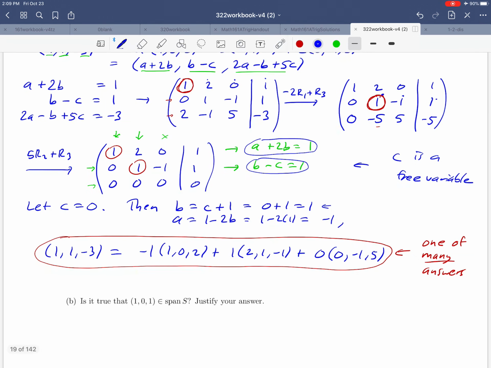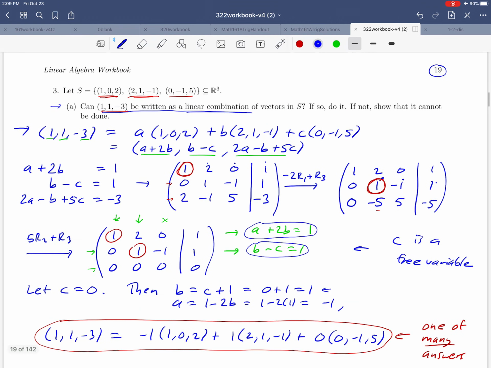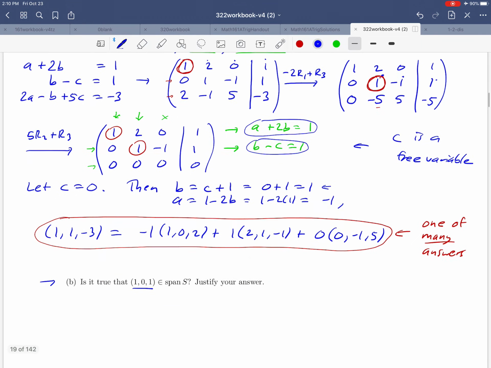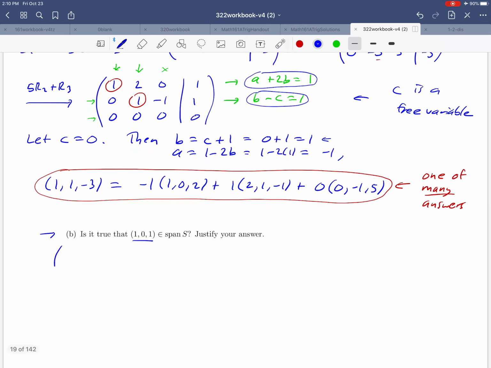Part B asks us, is the vector 1, 0, 1 in the span of S? That's like asking, can you write 1, 0, 1 as a linear combination of these three vectors? If we make use of the shortcut that we noticed in part A, we're asking, if we take a system where we take the columns as the vectors in S and take the right-hand side to be 1, 0, 1, can we solve that system? Is there a solution to that?